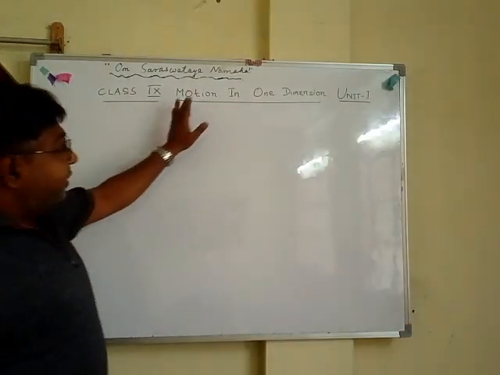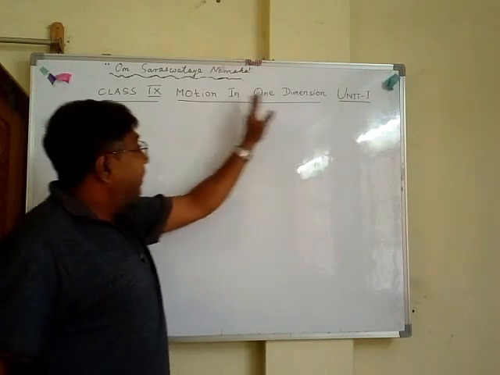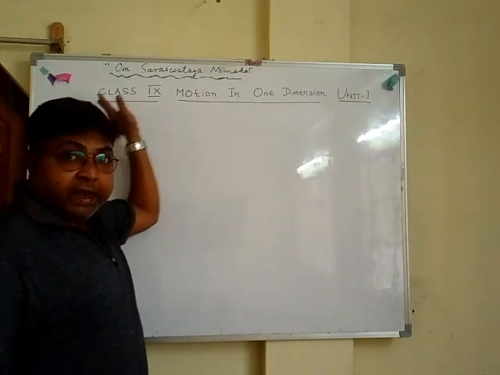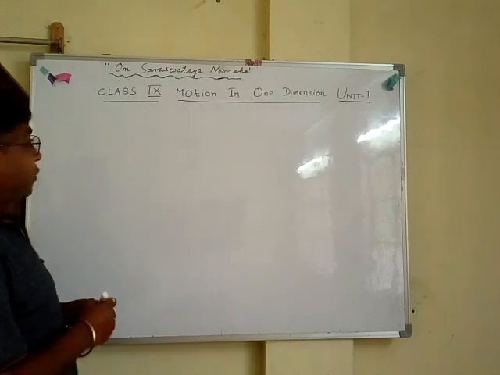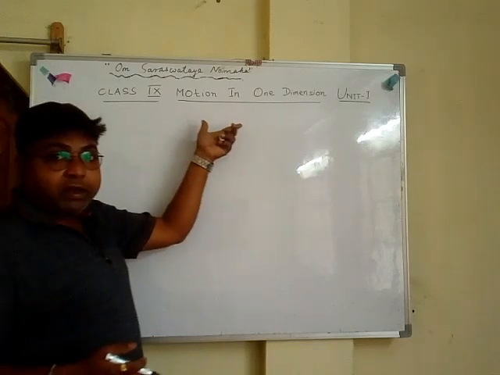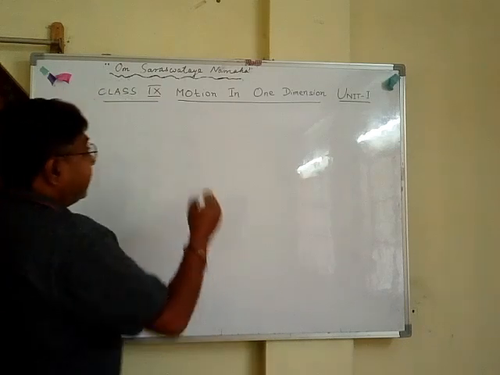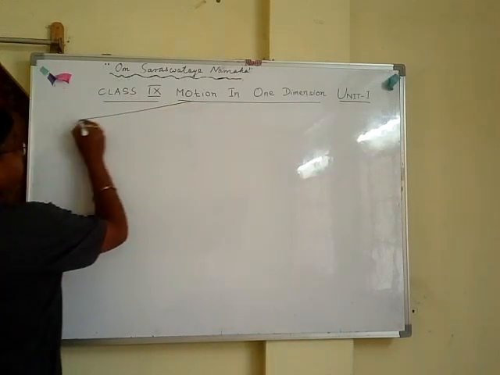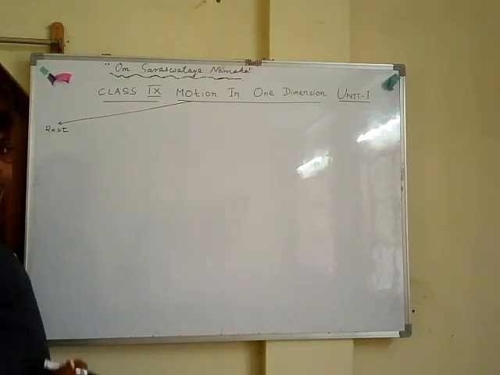So the name of the chapter is Motion in One Dimension. I will be discussing unit 1 of this chapter. It is meant for class 9 and it is a second term syllabus for class 9. In this chapter, as I told you, you will be coming across some technical terms. What are those technical terms? The very first technical term that you must understand is rest. What is rest all about?